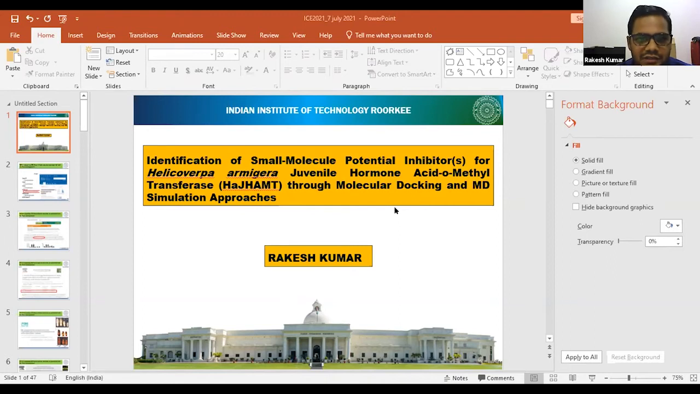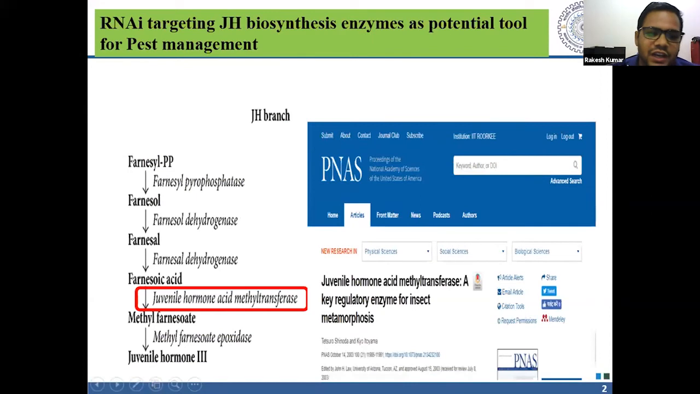I will start with a brief introduction of juvenile hormone acid methyltransferase. I am sure you must all be aware of this enzyme. It is a very potent enzyme of juvenile hormone biosynthesis. This biosynthesis starts from the mevalonate pathway, and then it branches out using the JH-specific branch.